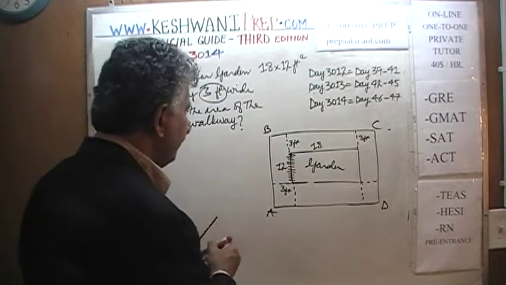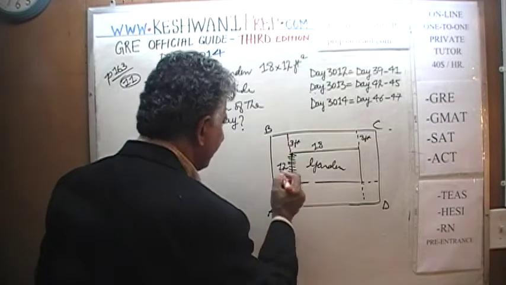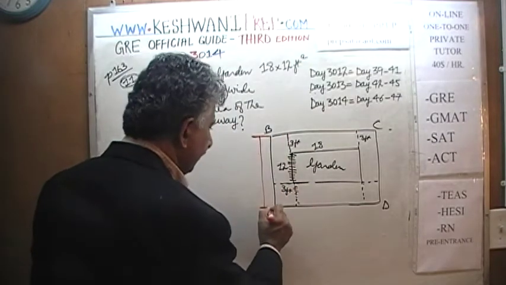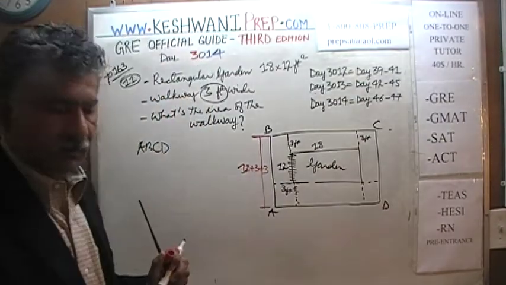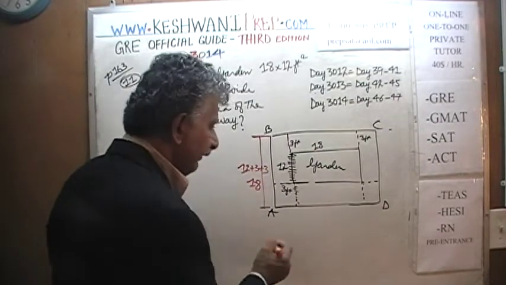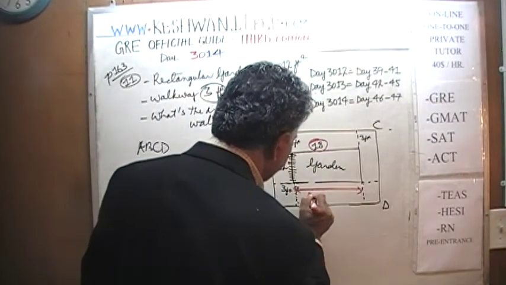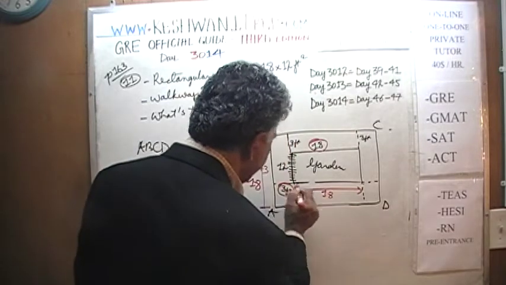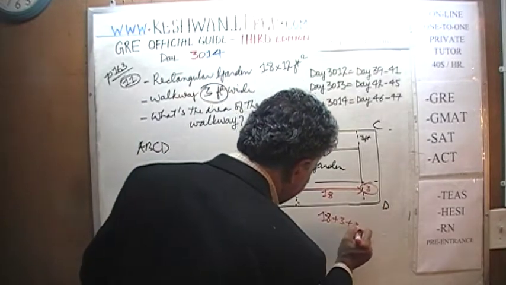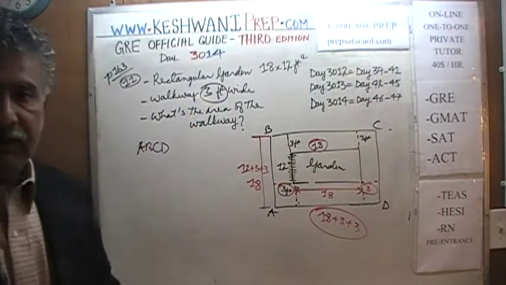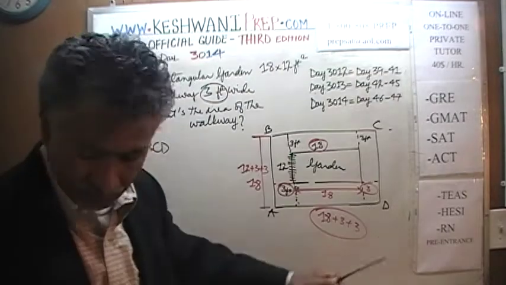By the time we add up this 3 feet and this 3 feet right here, we find out that the entire length is 12 plus 3 plus 3, which is 18 feet. And similarly here, from here to here is 18 feet. But then we have 3 feet here and 3 feet here. So the length is 18 plus 3 plus 3. That's the length of this entire big outside rectangle.